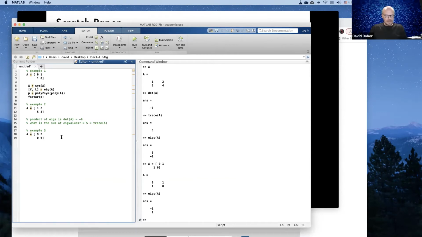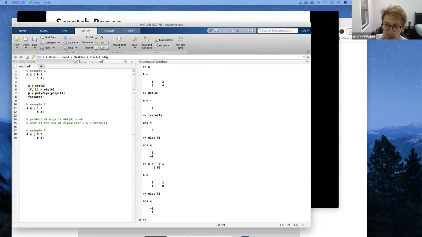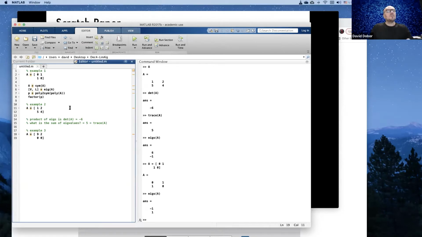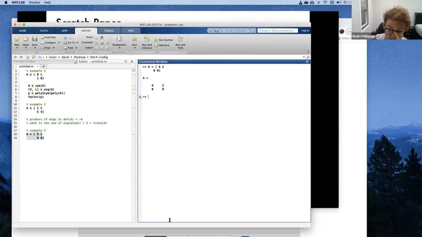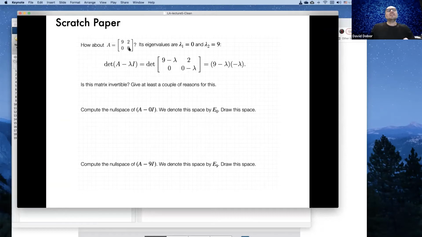So how can you tell that it's 0? Just calculate 9 times 0 minus 0 times 2. Yeah, that's one way you can plug it into the formula, but it also has a 0 row. So it's a singular matrix, and singular matrices have determinant 0, so they're not invertible. Yes, exactly. That was exactly my question here, going back to the slide. So this one is not invertible because its determinant is 0. That's an equivalent definition of singularity.